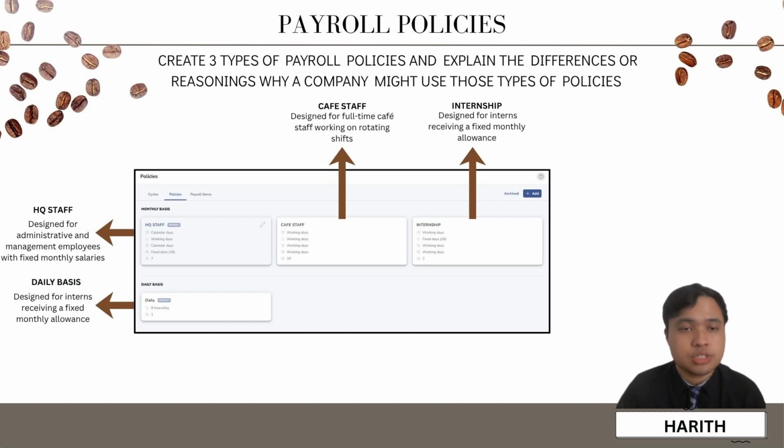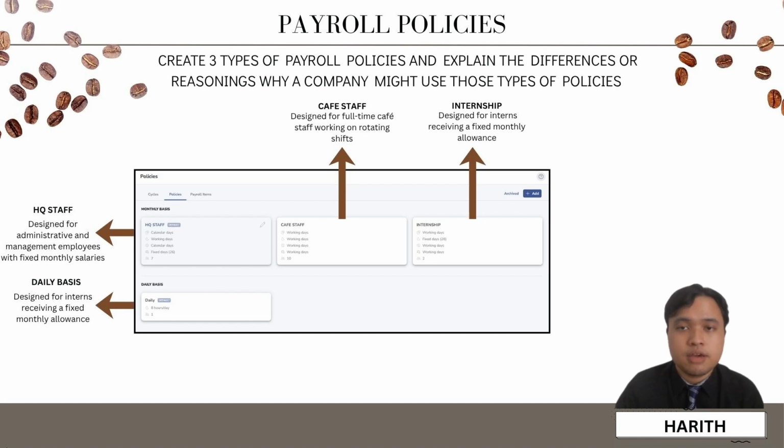For example, HQ staff. We have salary proration on calendar days, overtime base rate on working days, unpaid leave on calendar days, and leave pay of fixed days of 26. This payroll policy is designed for administrative and management employees with fixed monthly salaries. Salary proration and unpaid leave are calculated using calendar days. Overtime is based on working days, and leave pay uses fixed days of 26 to ensure consistent and fair payroll calculations. This payroll policy is created for administrative and office employees with fixed monthly salaries and standard working hours.